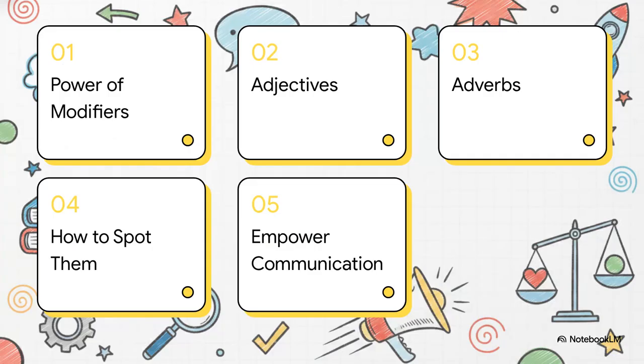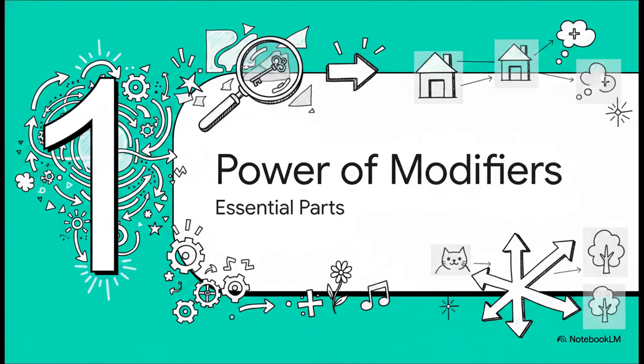So, here's our game plan for today's Explainer. First, we'll look at the power of modifiers. Then, adjectives, defining the noun. Third, adverbs, upgrading the action. Fourth, how to spot them. And finally, empowering your communication. Let's get to it. Section 1. The power of modifiers. Basically, these are the essential building blocks that give us all that extra critical context.